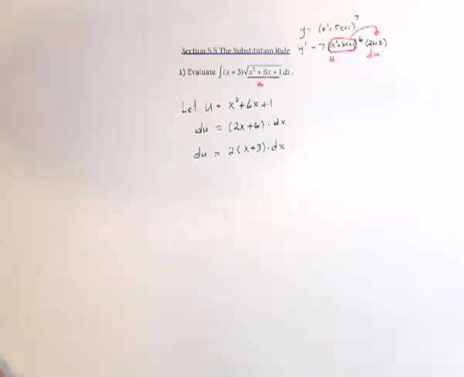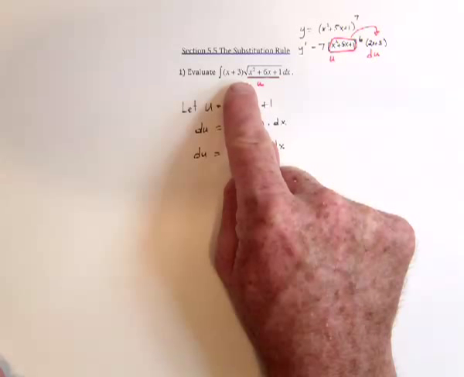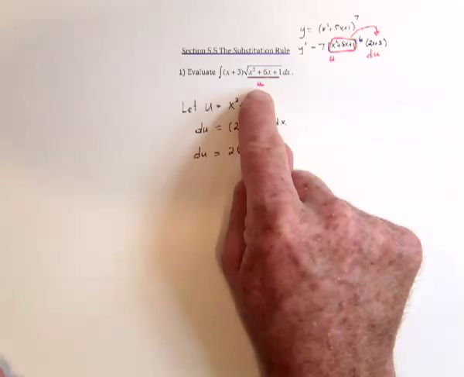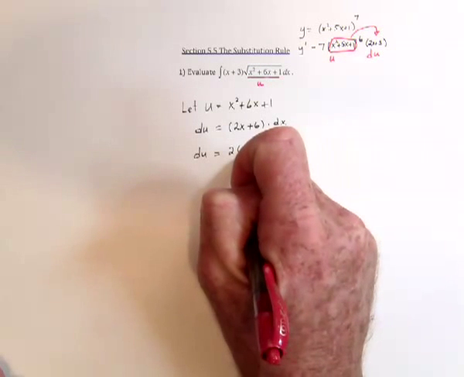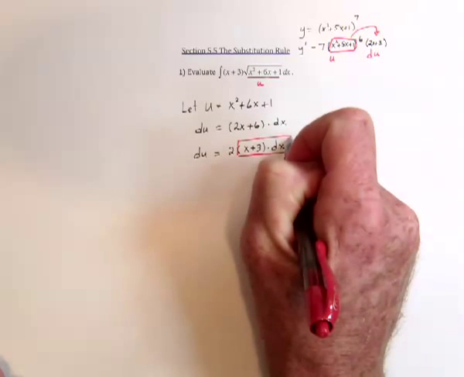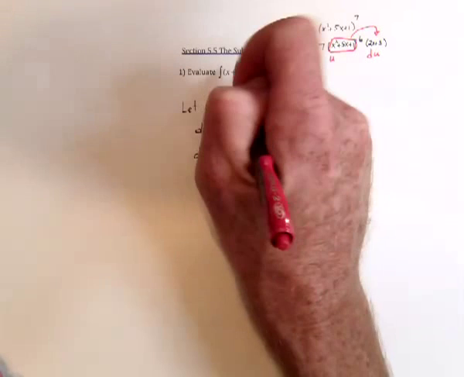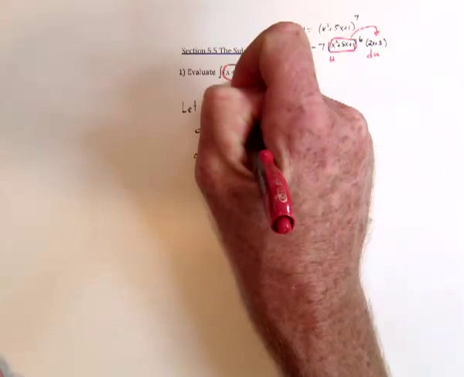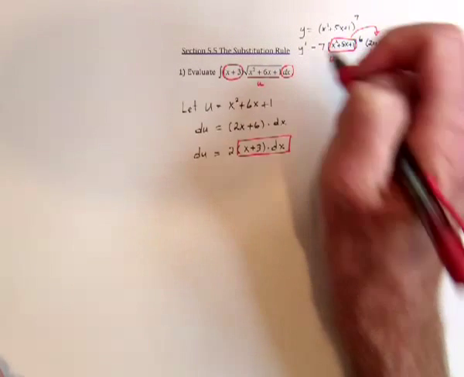Now what we're going to do is replace all of the x information with u information. So we already have that this is going to replace that. And then notice this says, in your problem, you need to have an x plus 3 in parentheses and a dx. Well, it's got it. There's the x plus 3 in parentheses and the dx.